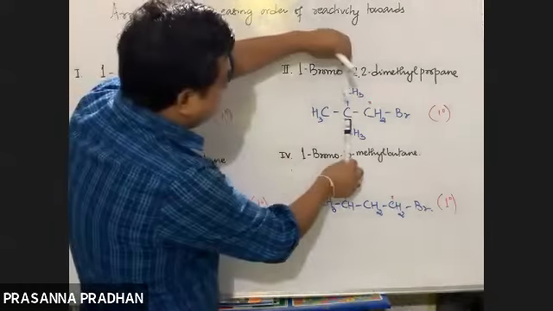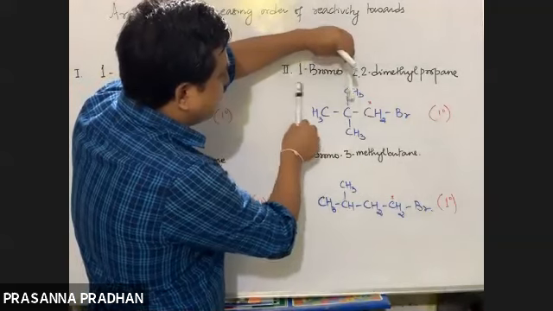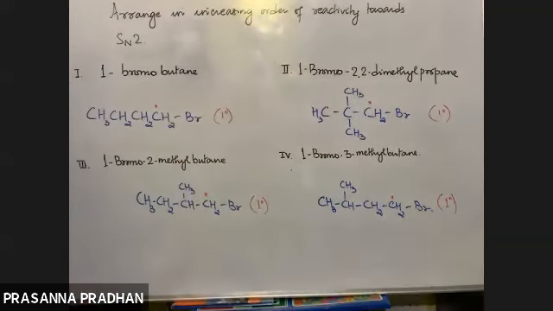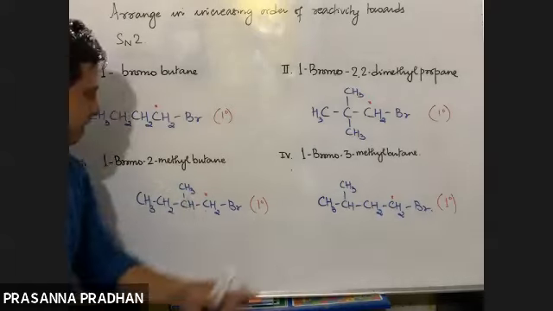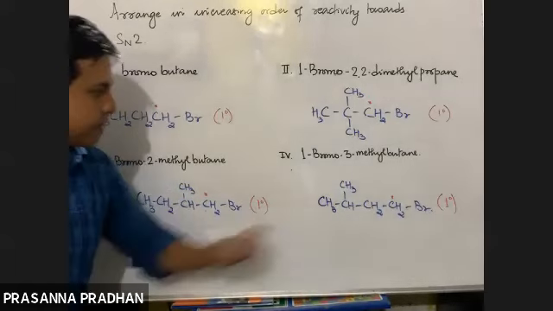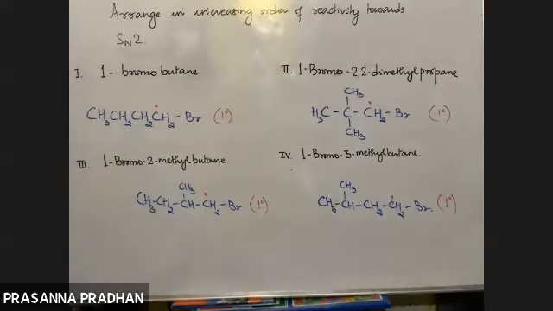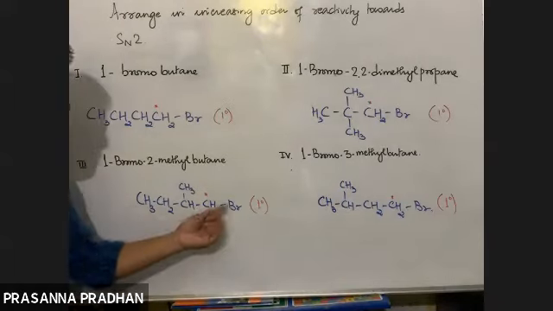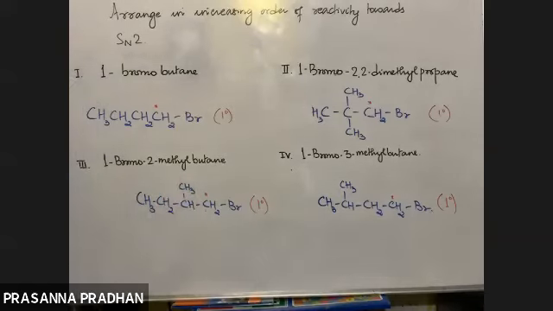But here, due to the presence of 2 branches, it becomes difficult for the nucleophile to attack this carbon. Now in the third and fourth case, we have 1 branching, here also we have 1 branching. But if I just ask you where it is easier for the nucleophile to attack the carbon atom, 3 or 4, what will be your answer?